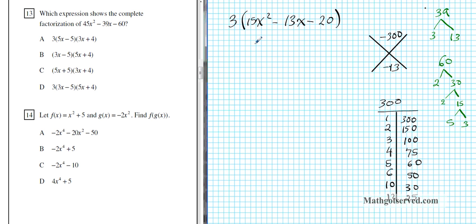12 and 25. So we're going to have 3 times 15x squared.